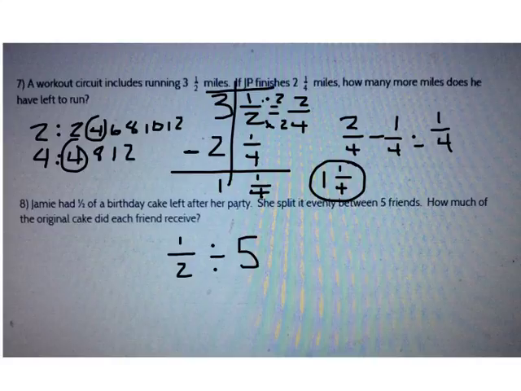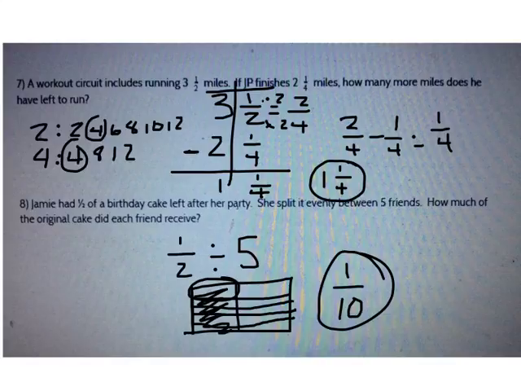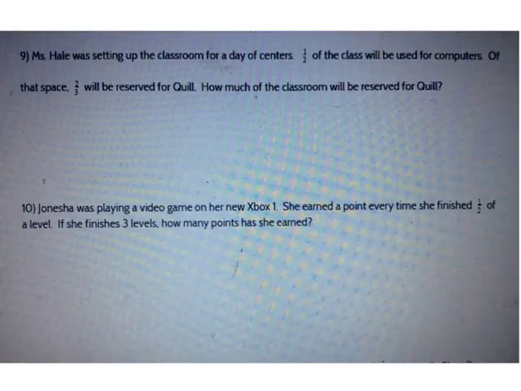Go ahead and draw a model to do that now. What's 1/2 divided by 5? 1/2 divided by 5 is 1/10. So each friend got 1/10 of the birthday cake. Let's do some more problems.